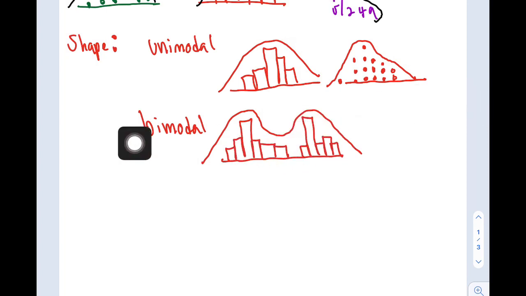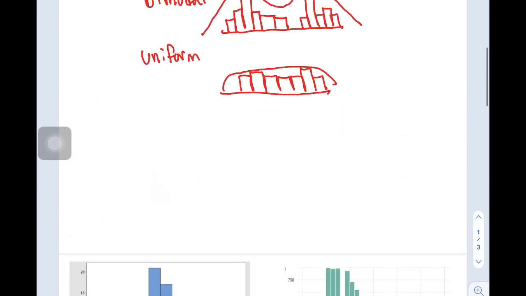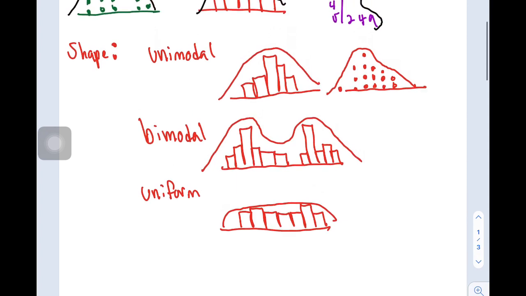So we see two peaks there, two bumps. And then the last one for describing the shape would be uniform distributions. And this is where there really is like no peak. It's all kind of just like the same thing. The same frequencies spread out. So this last one here is uniform.